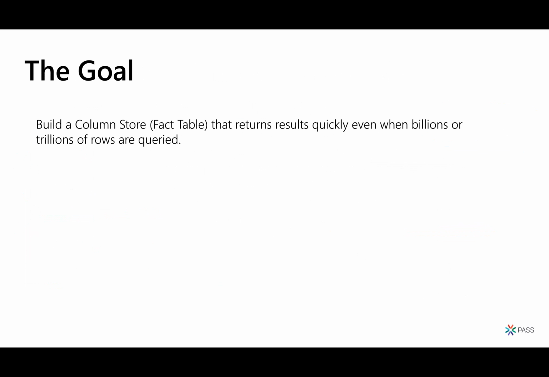So the goal in most projects when you're thinking about column store should be, how can we build a column store fact table that returns results quickly even when billions or trillions of rows are queried? And yes, column store scales into the trillions of rows. In my example right now, we passed the 3 trillion, and we will probably reach 4 trillion by the end of the year. 4 trillion rows in a single table, and it's growing by a couple of billion every day.